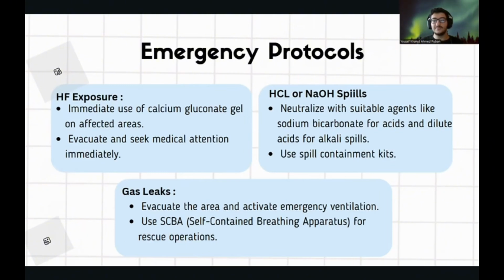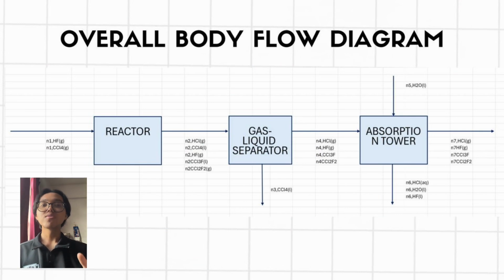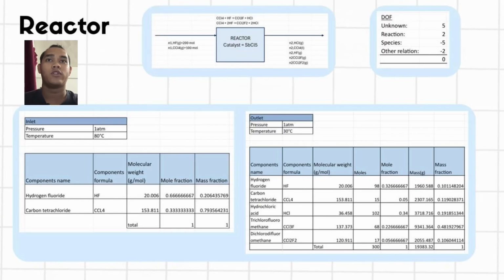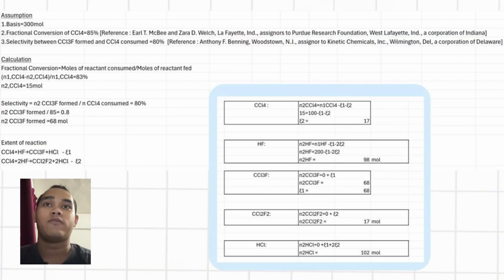Thank you. This is our overall block flow diagram. The units are the reactor, gas liquid separator, and absorption tower. Now for the calculation of the reactor. The DOF is equal to 0 because we have 5 unknowns, 2 reactions, 5 species, and other relations such as fractional conversion and selectivity. For the assumption, we have a basis of 300 moles.